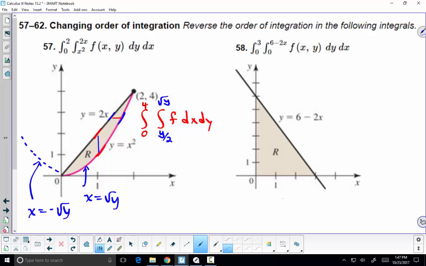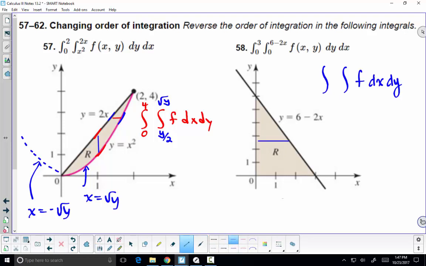Let's go over to this one. Here, we're going to switch it so that we have f dx dy instead of dy dx. Again, we started with a vertical element, but we want to switch it to a horizontal element.